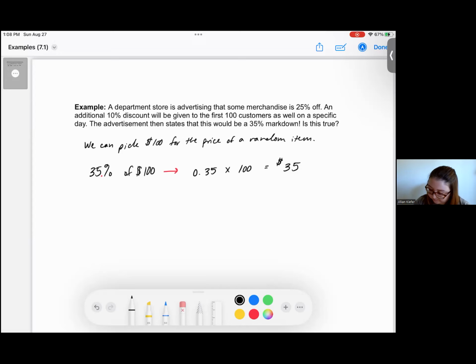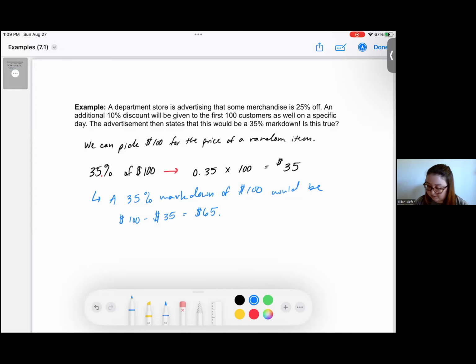So this means a 35% markdown of $100 would be $100 minus $35. That's how much the markdown was. It was $35 off, making your item now $65.